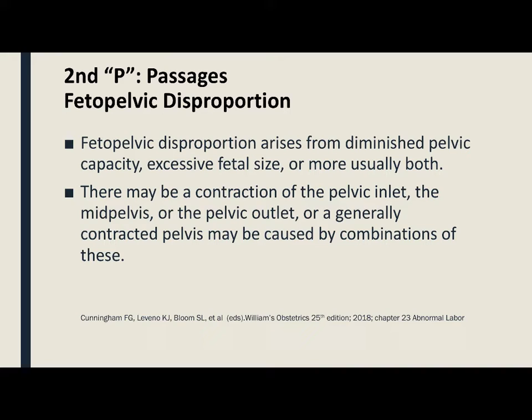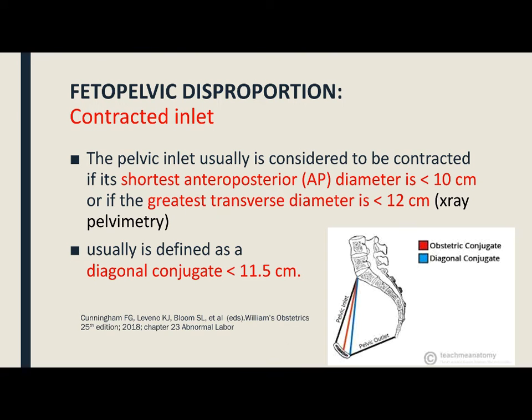There may be a contraction of the pelvic inlet, the midpelvis, or the pelvic outlet, or a generally contracted pelvis may be caused by combinations of these. So let's talk about the contracted inlet. Using clinical measures, it is important to identify the shortest AP diameter through which the fetal head must pass.